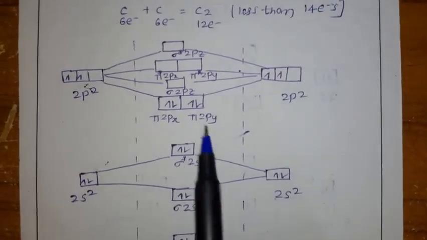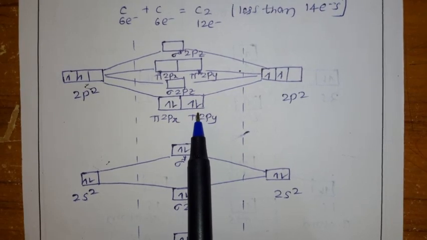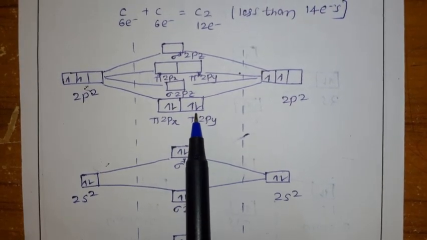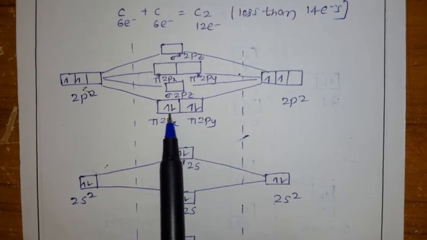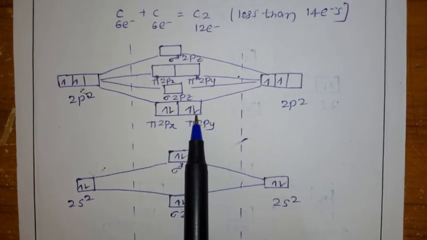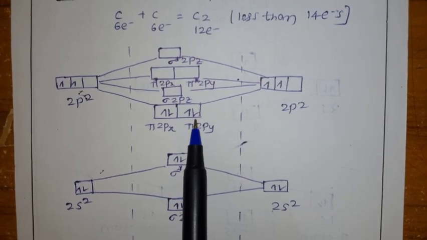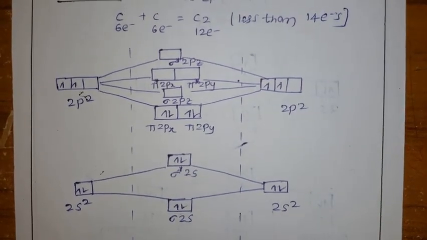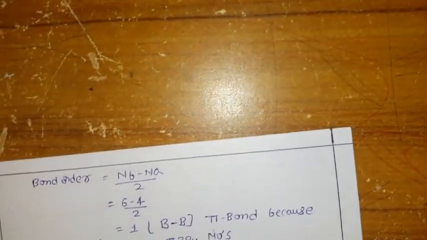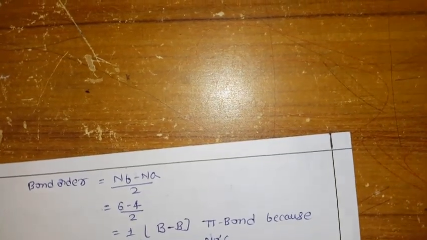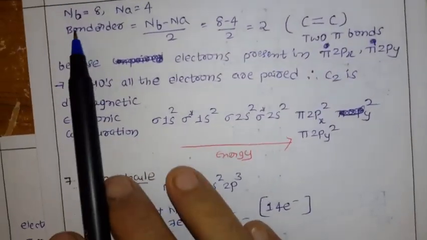Now let us see here. Is the molecule diamagnetic or paramagnetic? This is diamagnetic. Why? Because in the last filled molecular orbitals, what happens? Electrons are paired. So the molecule is diamagnetic in nature.